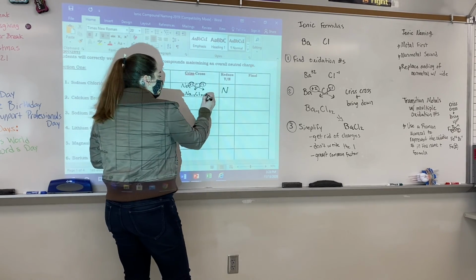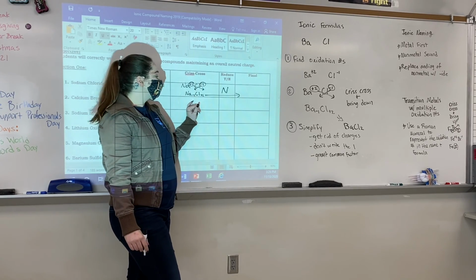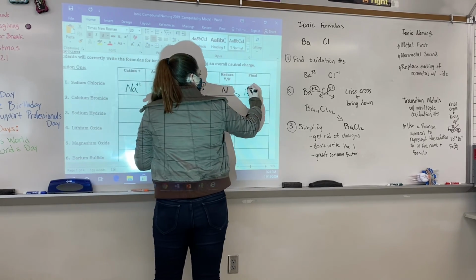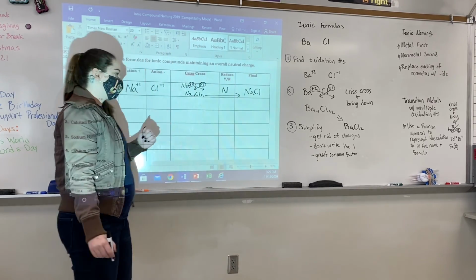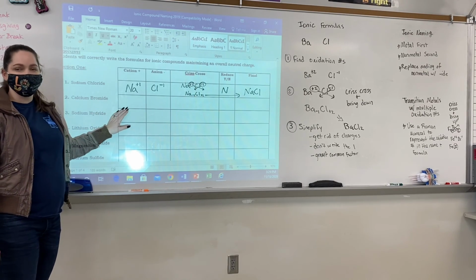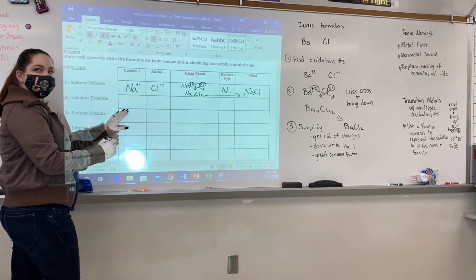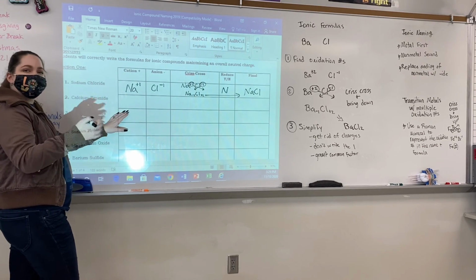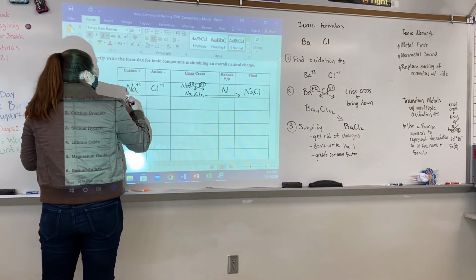So then you're going to come over here and turn this into your final form. You write Na and then Cl, because you don't write your charges and you don't write your number ones. For calcium bromide, what is your cation? Ca. Is that what calcium is? Yes. What is the cation? Calcium. So yes, it is Ca.